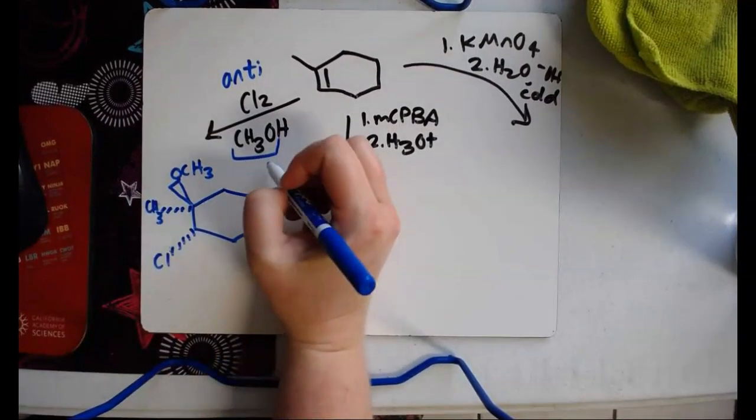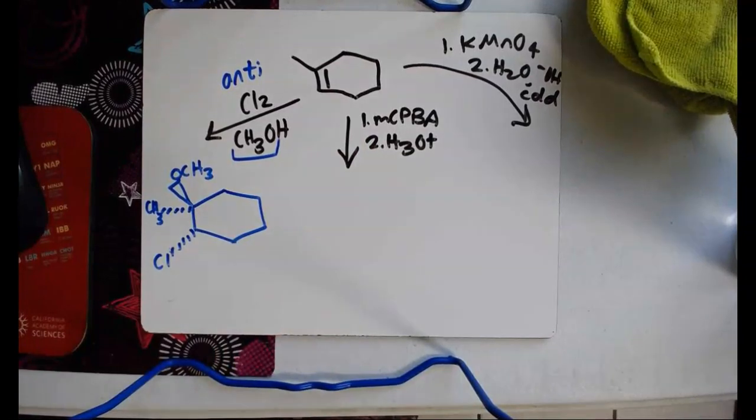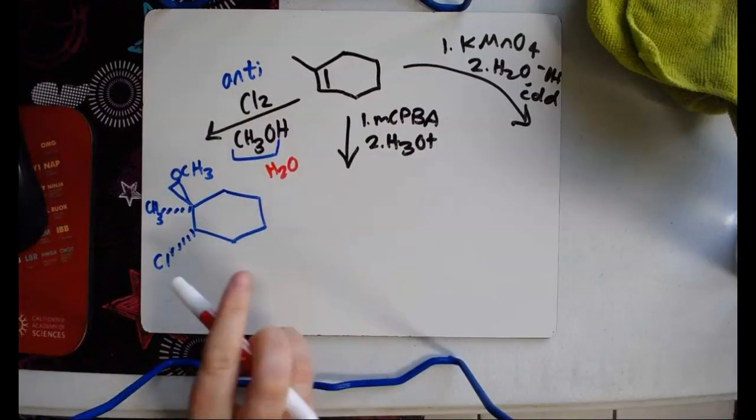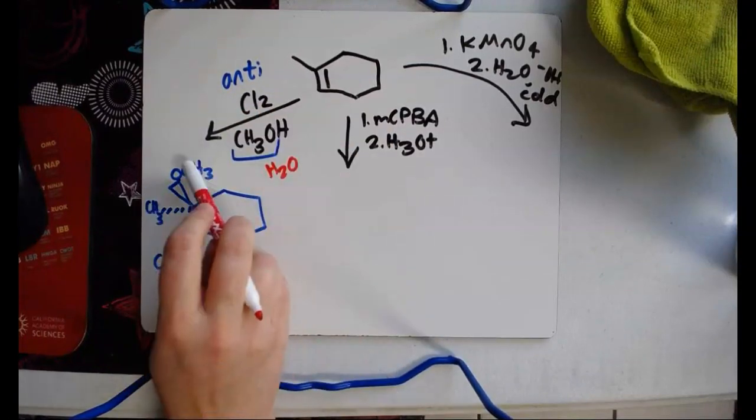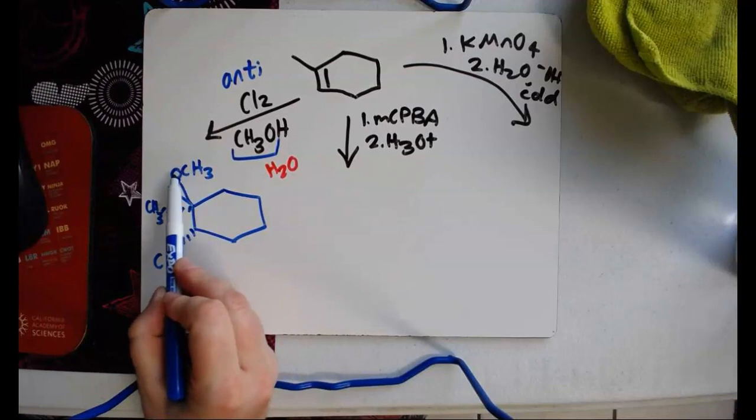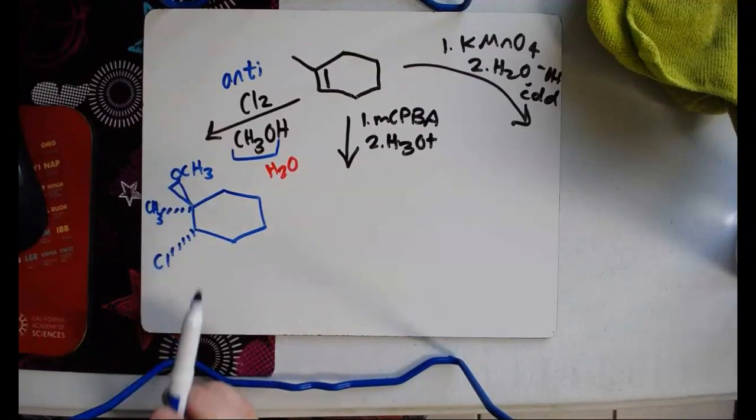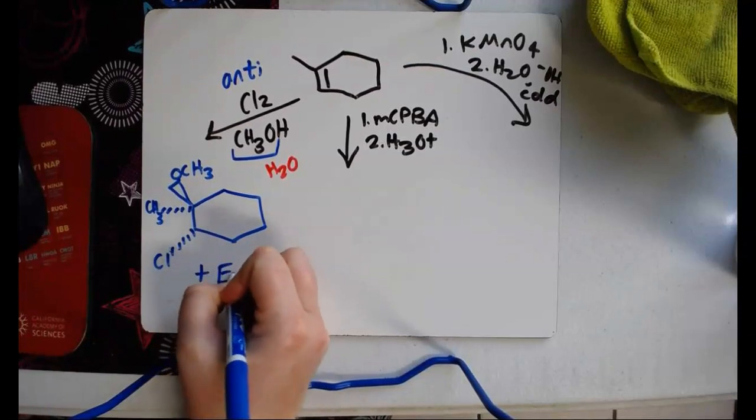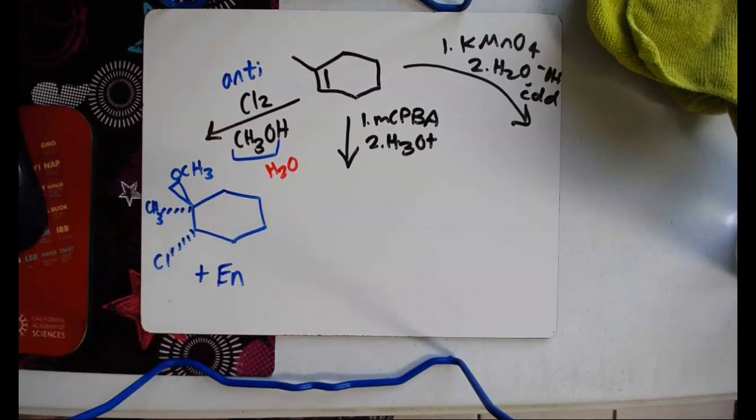Now, in the examples that we saw on the slide, instead of methanol here, we used water, so we would have a chlorine and an OH group. But we can use alcohols as well, so instead of having an OH, we just have an OR group attached. Now, in addition to this, we would also make the enantiomer. So we're just switching all the wedges to dashes and dashes to wedges.